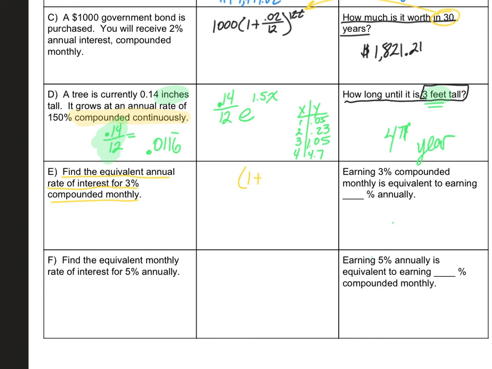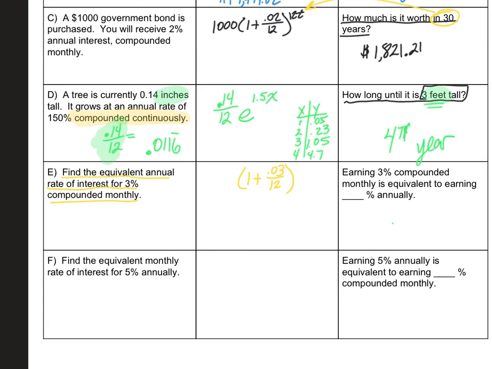In this case, it's plus 0.03. And we're trying to compound monthly, so we would divide this by 12. And then it would be to a 12x power. And the reason for this is whatever the amount is, it's a percentage. So the principal doesn't matter. The higher the number, the higher it'll incur, but it's still going to have the same rate.